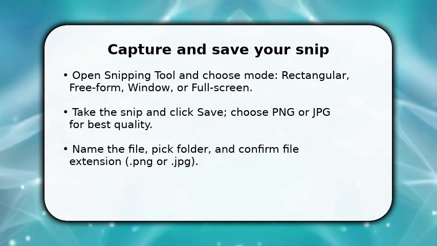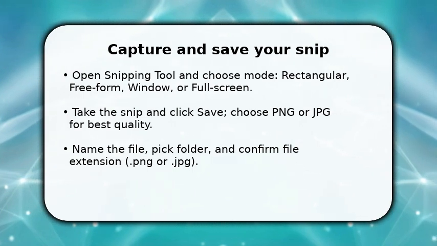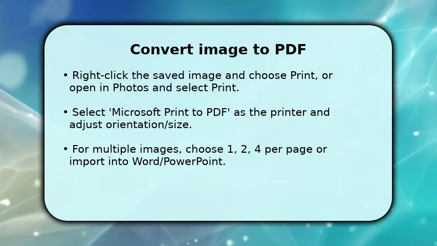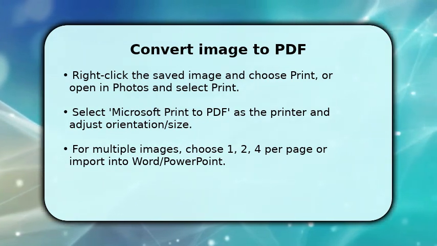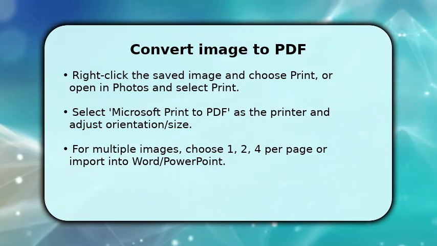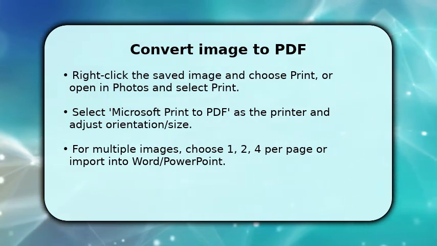Now convert the saved image into a PDF. Right-click the file and choose Print, or open it in Photos and select Print from the menu. In the printer drop-down, pick Microsoft Print to PDF. This virtual printer creates a PDF file instead of paper.